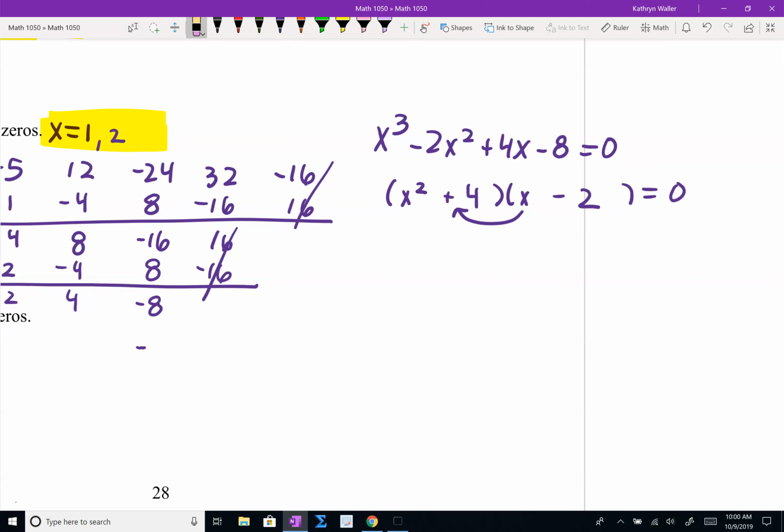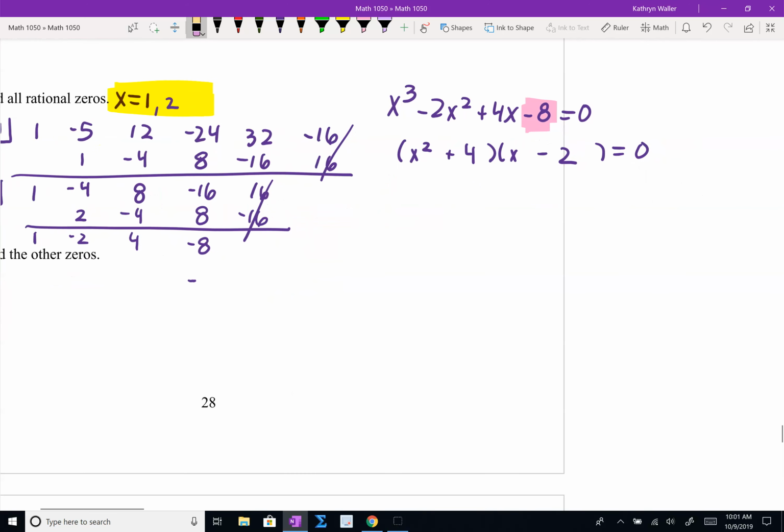The only other thing I check before I say, yay, I just factored it, is I always check that that negative 8 works out. So is it true that a positive 4 times a negative 2 is a negative 8? Yes, so I just factored it correctly. Okay, all right, so the x minus 2 is rational. It gives me a 2, and I've already got it listed. Anyway, so this guy's good.